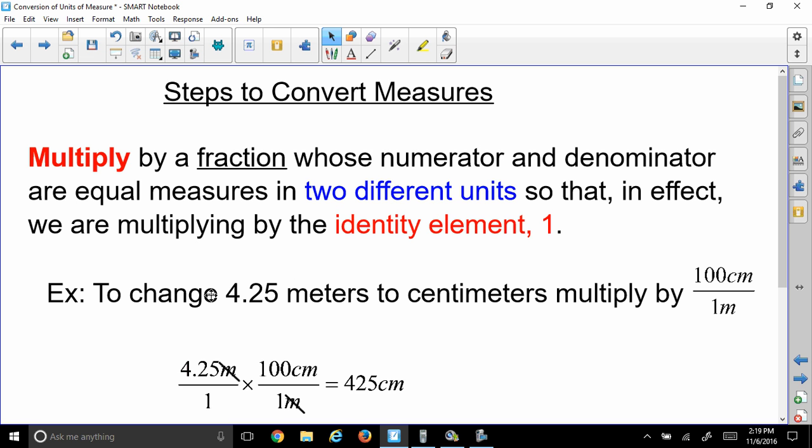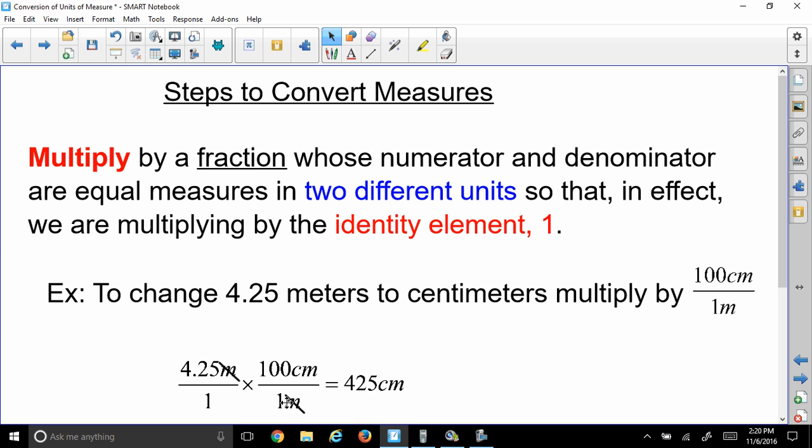We have to change 4.25 meters into centimeters. We're going to multiply by 100 centimeters over 1 meter, because 100 centimeters equals 1 meter, or 1 meter equals 100 centimeters. So what I did here, first thing I did was I wrote down what I had. I have 4.25 meters, and I put that over 1, and I'm multiplying it by 100 centimeters over 1 meter.